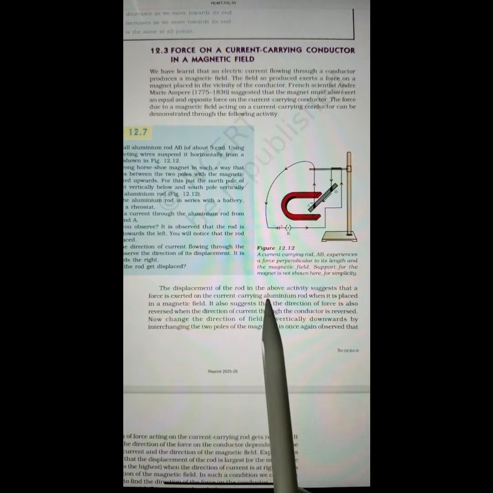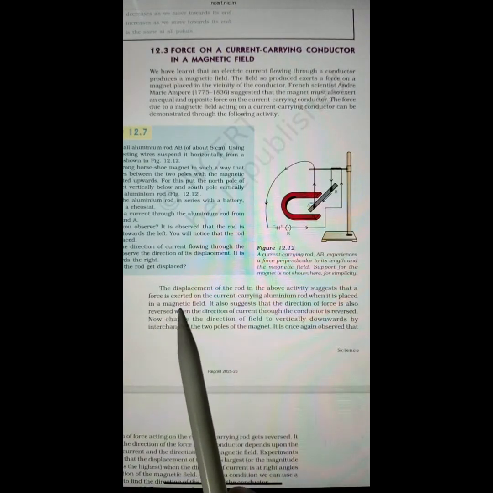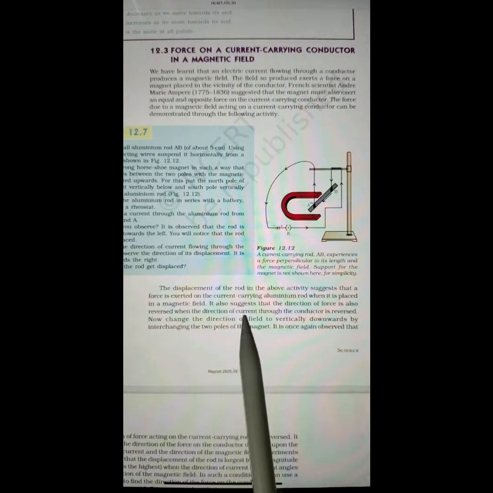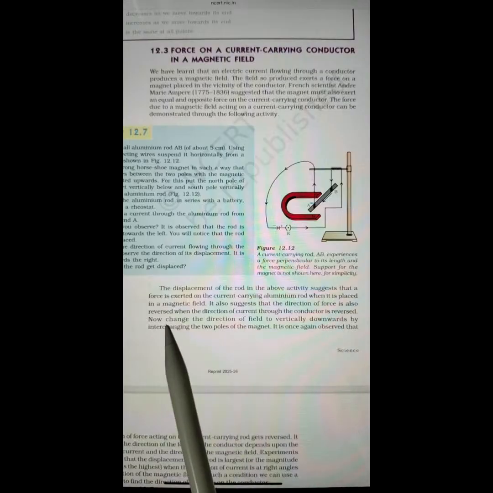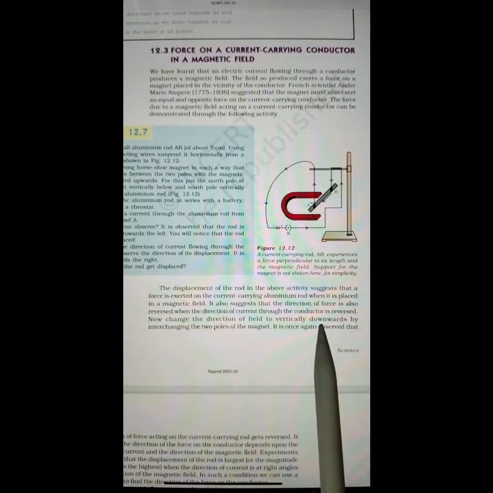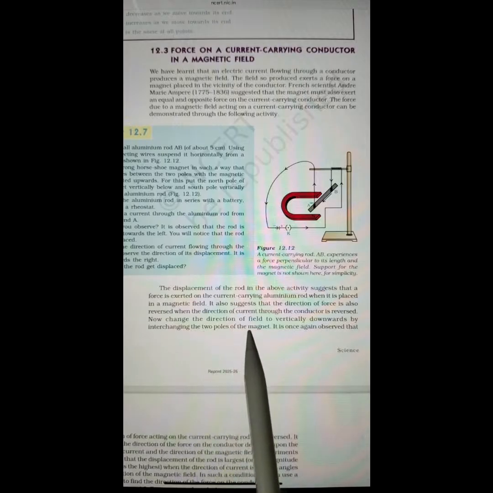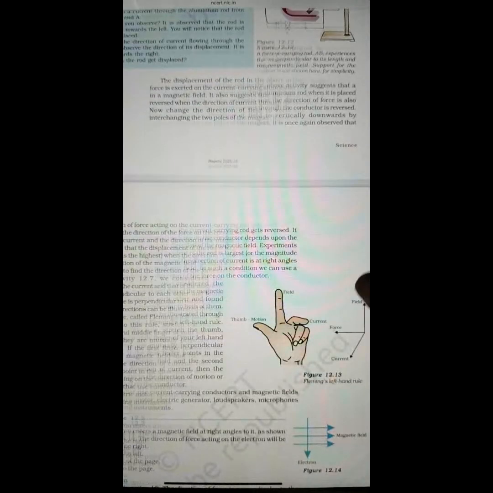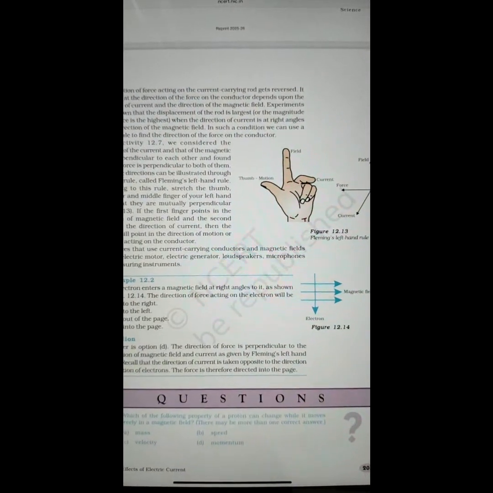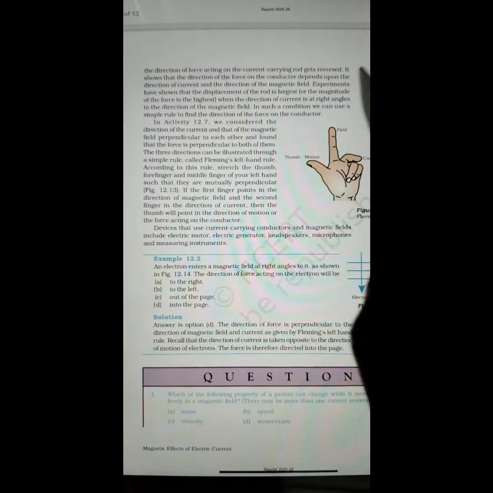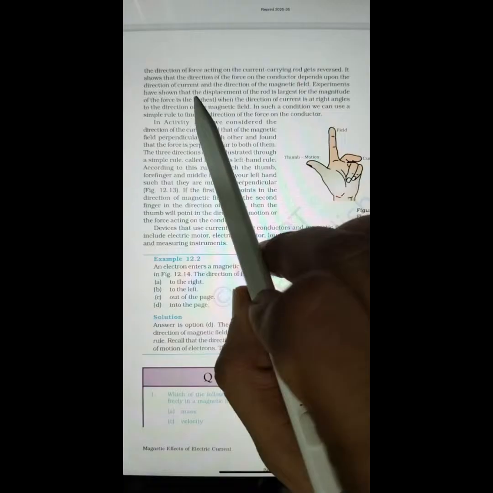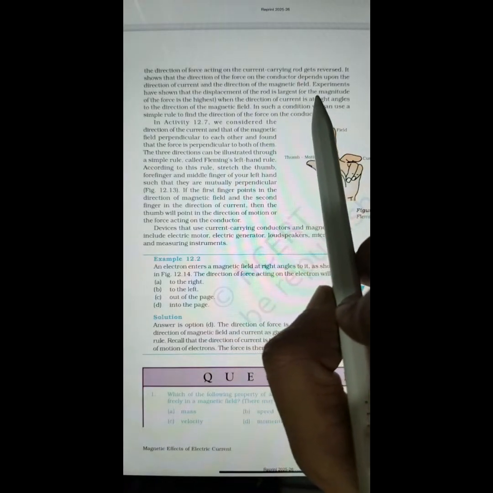The displacement of the rod in the above activity suggests that a force is exerted on the current carrying aluminium rod when it is placed in a magnetic field. It also suggests that the direction of force is reversed when the direction of current through the conductor is reversed. Now change the direction of field to vertically downward by interchanging the two poles of the magnet. It is once again observed that the direction of force acting on the current carrying rod gets reversed. It shows that the direction of the force on the conductor depends upon the direction of the current and the direction of the magnetic field.